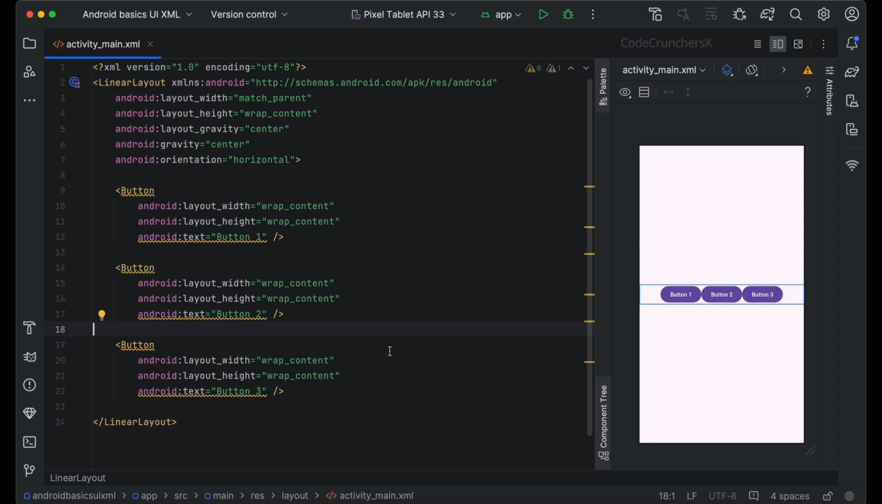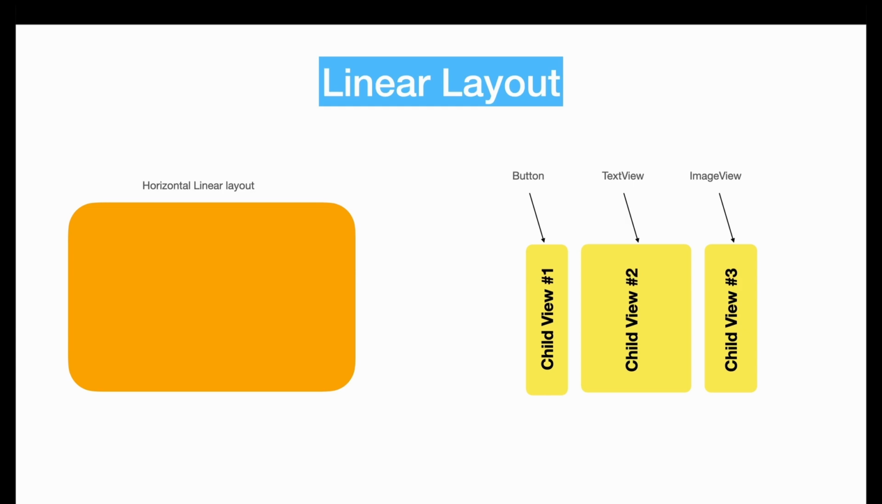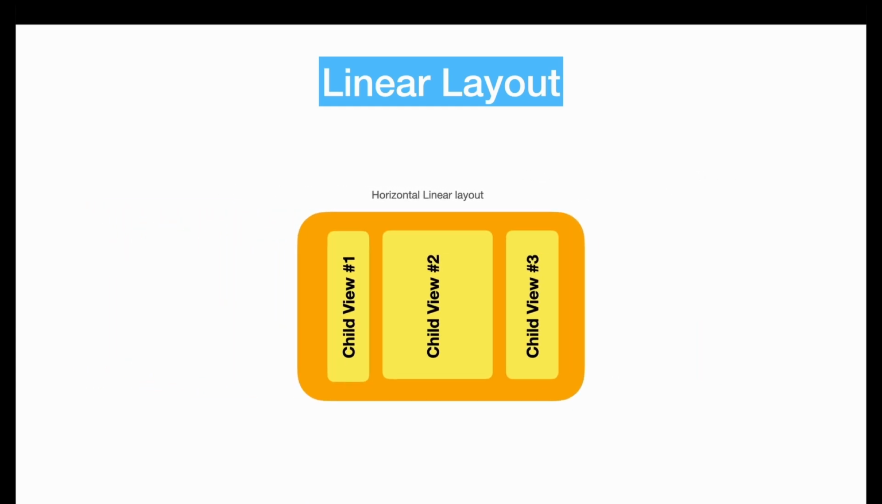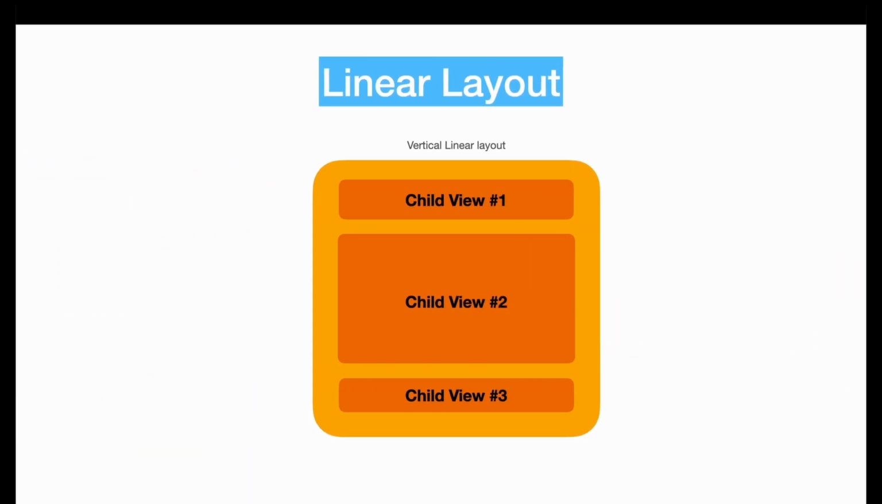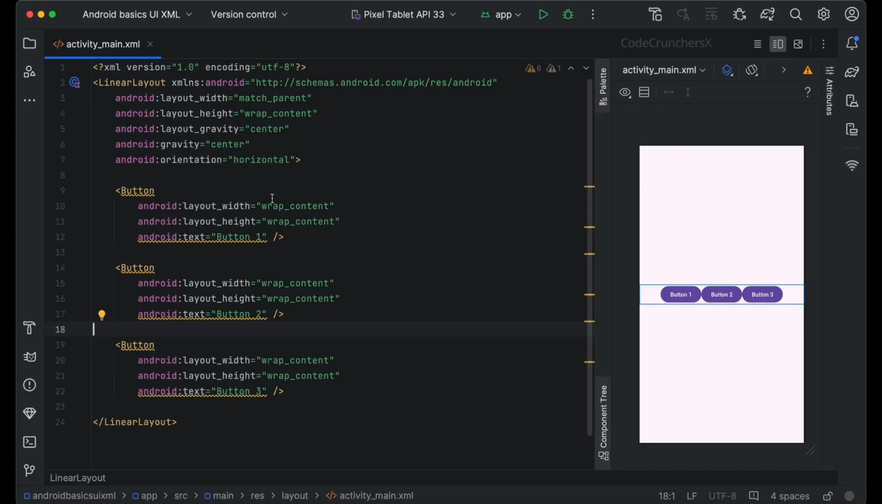This layout is like arranging elements in a single line, either horizontally or vertically. Imagine it is stacking blocks one after another. Here is how it works. In the XML code, we have defined a linear layout and set its orientation. The orientation will be horizontal or vertical. Based on this, the arrangement will change.